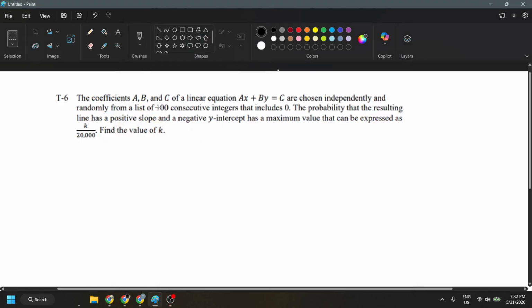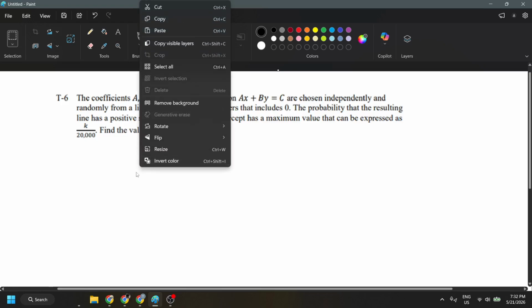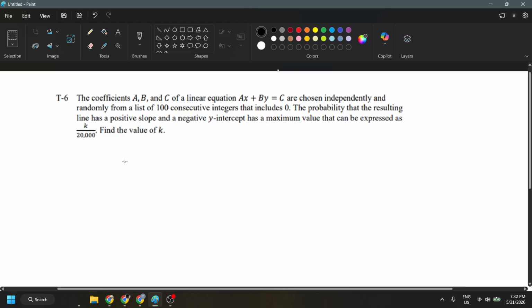Linear equation coefficients are chosen independently and randomly from a list of 100 consecutive integers that include 0. The probability that the resulting line has a positive slope and a negative y-intercept has a maximum value that can be expressed as k over 20,000. And the value of k.